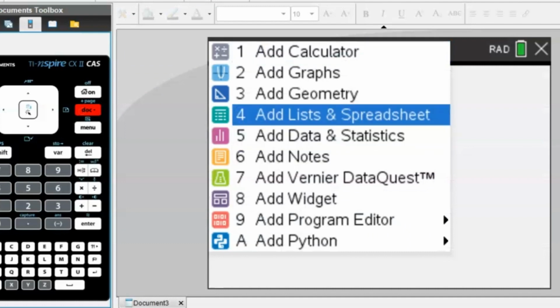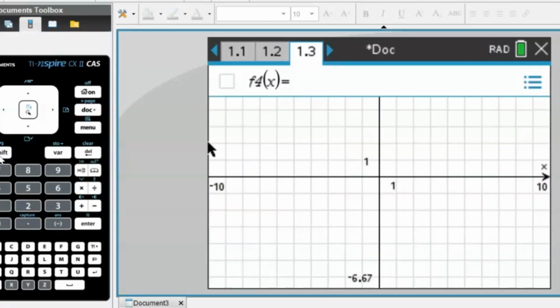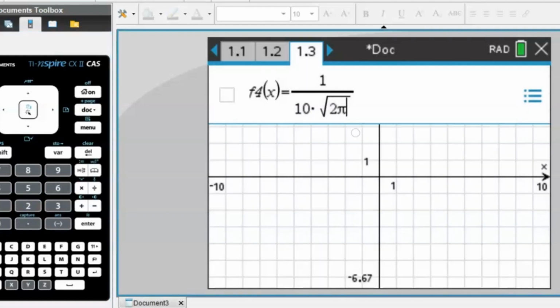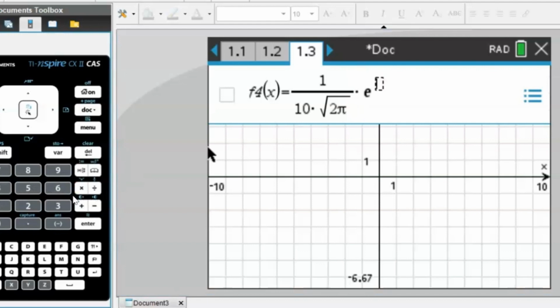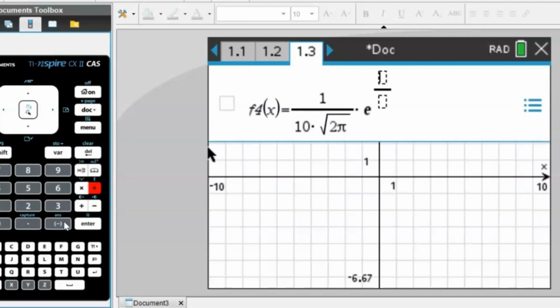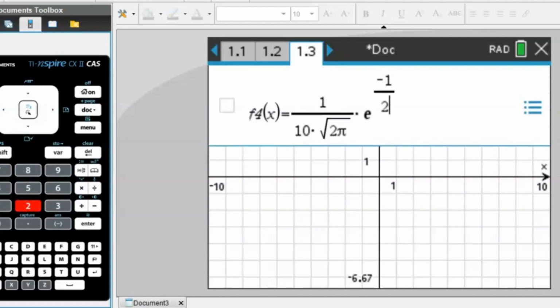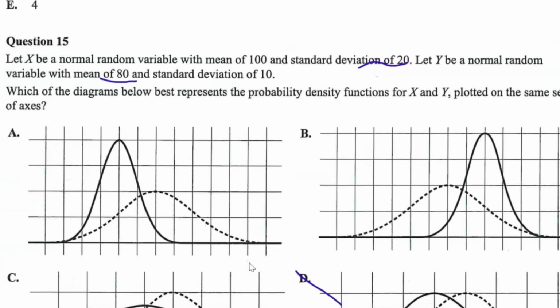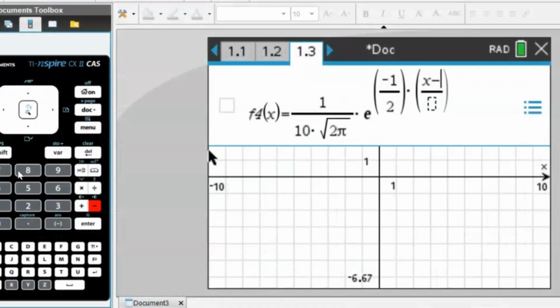I'm just going to get a new page. In this new page, I'm going to grab the first one. So 1 over 10 times square root of 2 pi, that's what the formula is, times e to the power of negative a half, times, open a bracket, x minus 80, over 10, the whole lot squared.